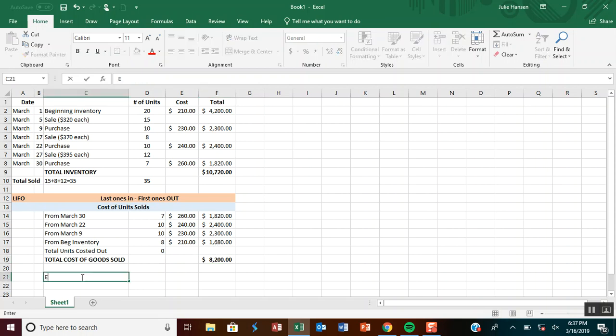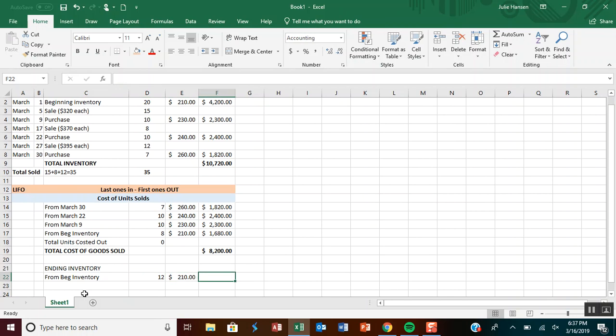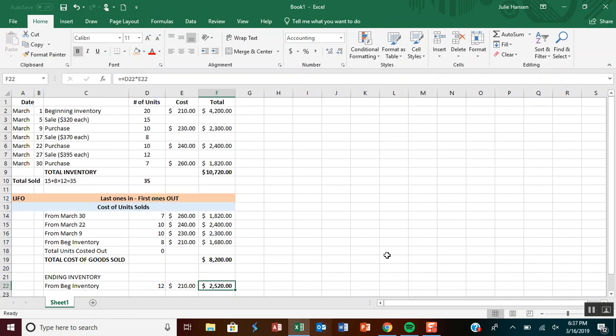Now, here's a question. What's in my ending inventory? Well, in this case, do you remember how this is gone, this is gone, this is gone, and 8 of those 20 are gone, which means that from my beginning inventory, I have 12 of those left over at $210. And if I copy that formula, this multiplied times this gives me $2,520, and that's what's in my ending inventory.